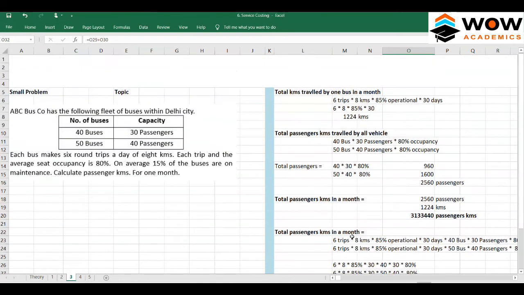So you can see why we did it two times. We did it here and here because there are two types of bus. When there are two types of bus, we can't do anything else. We have to calculate again and find it out. So that's about this sum.